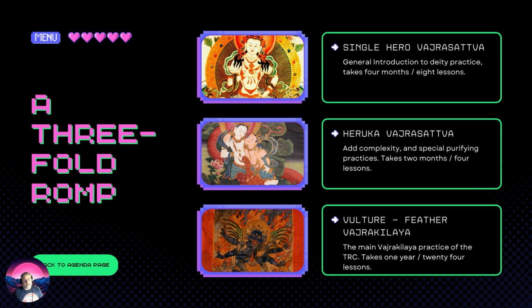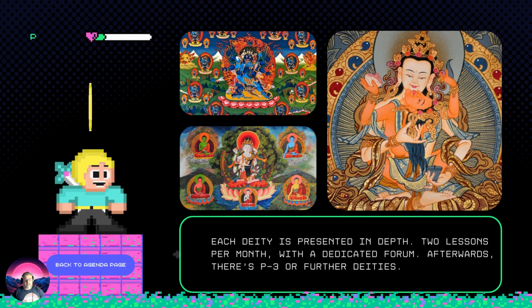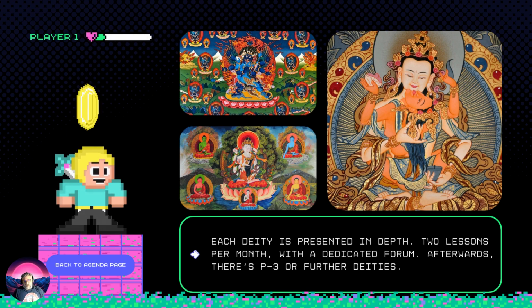And Vajrasattva is pretty much a key practice everywhere. You can look at any sadhana and it's going to have a Vajrasattva mantra there, and it's going to assume that you know the Vajrasattva practice. So we say, let's skip to the chase, right? And let's try to teach you the basics of Vajrayana with the most basic of deities, which forms the core of the practice itself.